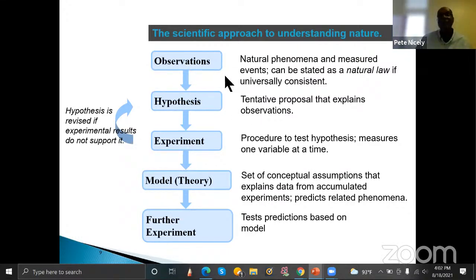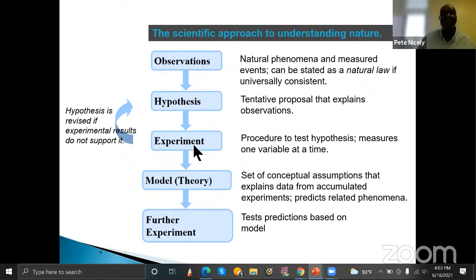First step would be the observation. This is what we can detect with our senses as an observation of the natural phenomena, which can be stated as a law if it is universally consistent. In other words, there are no known exceptions to what is observed. The next step is the hypothesis, which is basically a proposal which explains the observations. But the hypothesis is not dependent or based on any data. So it's tentative. In fact, it serves as a basis for further experimentation.